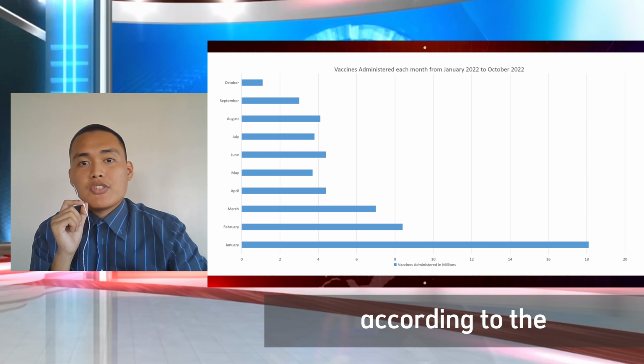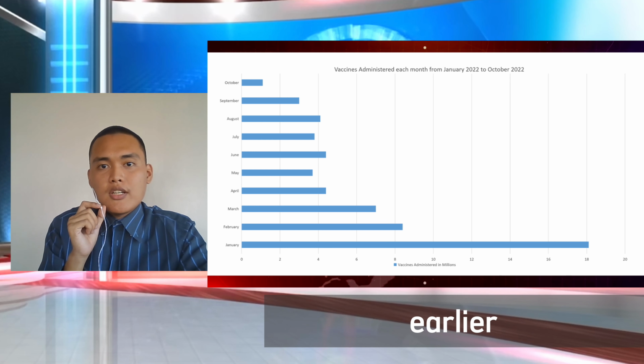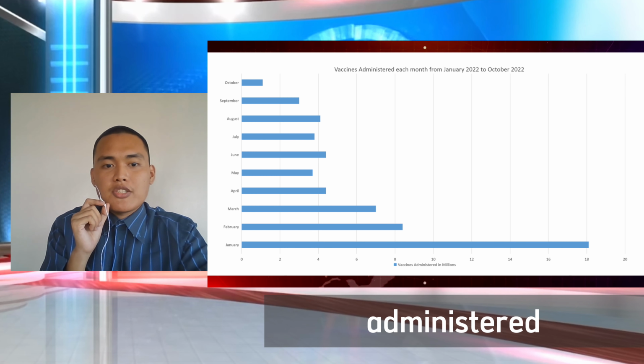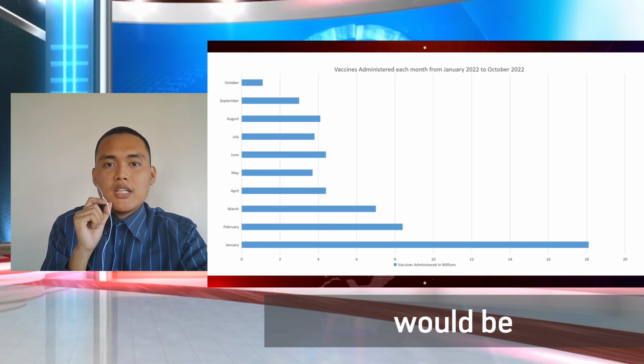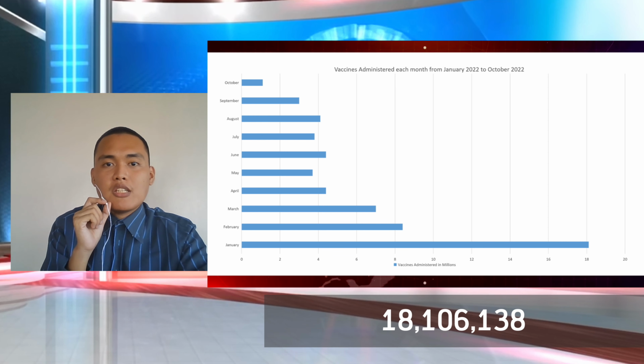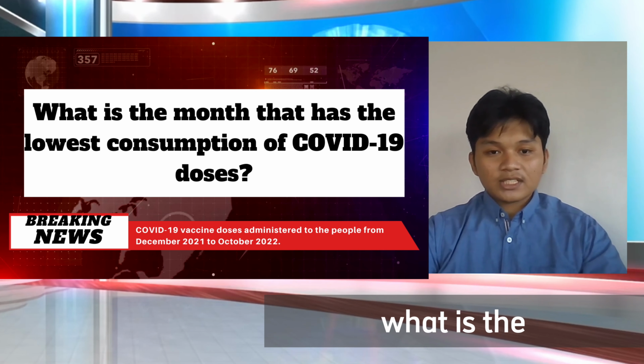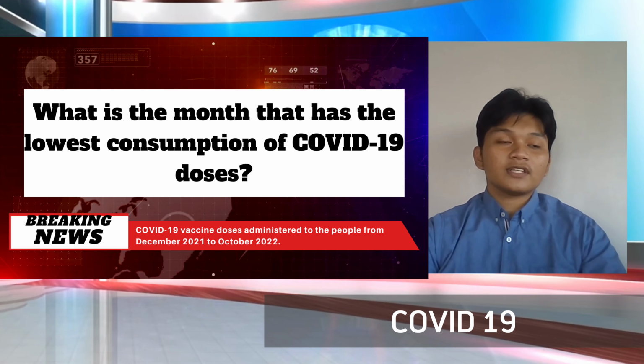Thirdly, what is the month that has the highest peak of administered COVID-19 vaccine doses for the year 2022? So, according to the graph that was shown earlier, the month that has the highest peak of administered COVID-19 vaccine doses would be the month of January, which has a total of 18,106,138 vaccine doses.